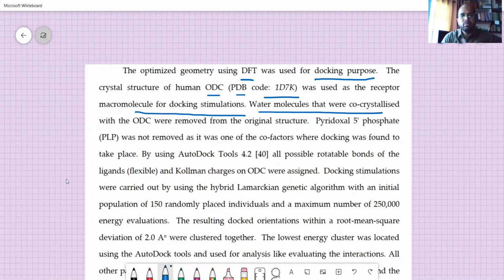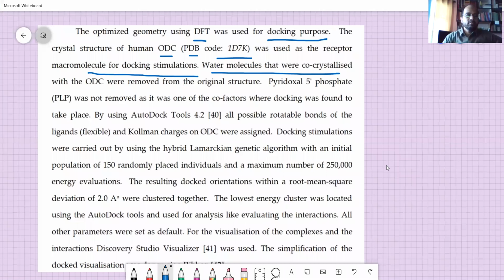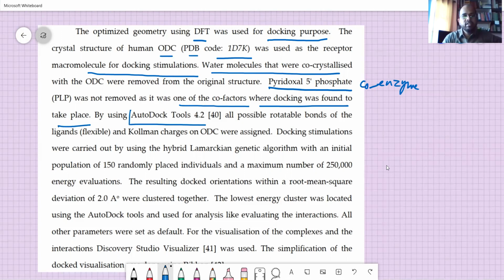Water molecules were removed because these often interfere with our studies, and this is also a part of the process there. PLP was not removed. This is one of the coenzymes there, the coenzyme or co-molecule. It was not removed as it was one of the cofactors where docking was found to take place. This is a free software that I used.